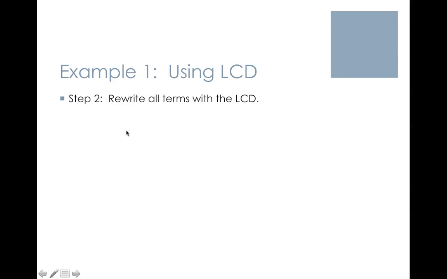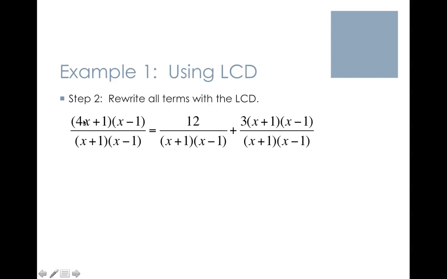Then in step 2, we're going to rewrite all of the terms in our equation with that LCD. We originally had our first term on the left side as just (4x + 1)/(x + 1). Now we need to multiply by x − 1 on both the top and the bottom so that we get our LCD in the denominator of this first term. The first term on the right side was already 12/((x + 1)(x − 1)). Since it already has the LCD, we don't need to do anything more to that term.